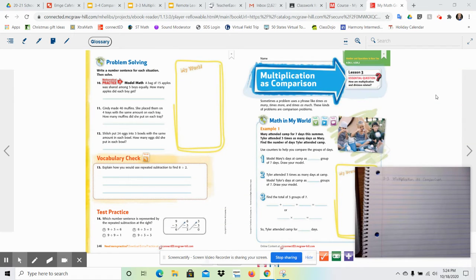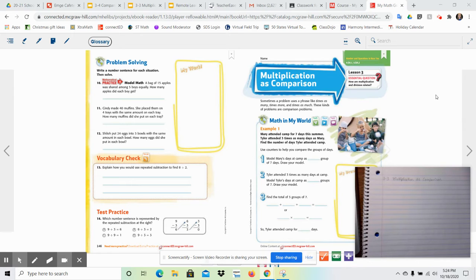Today is lesson 3 in math, and we are going to be learning about multiplication as comparison. So comparison is when we take two things and we see how they are similar or how they're related to each other. And we can kind of do that with math, but it looks a little bit different than we would if we were in reading.